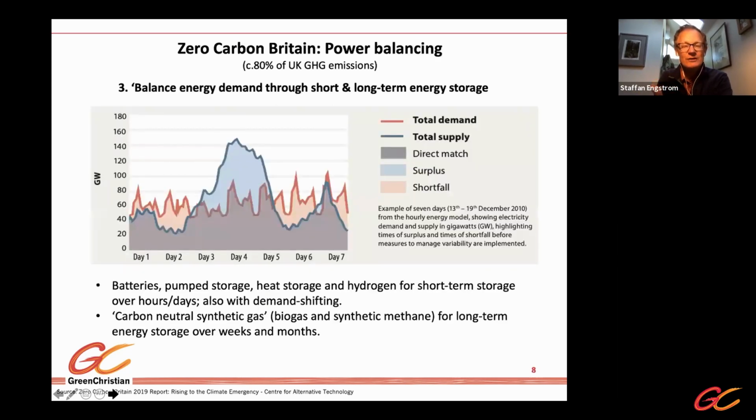But a key issue that comes out of that process is the balancing of energy demand through short and long-term energy storage. So in a typical week, we produce way more energy through a few days than we need, and we don't produce enough for other days. How do you sort that? Well, you can have batteries, pumped storage, heat storage, hydrogen, to short-term shifting of demand in the meantime.